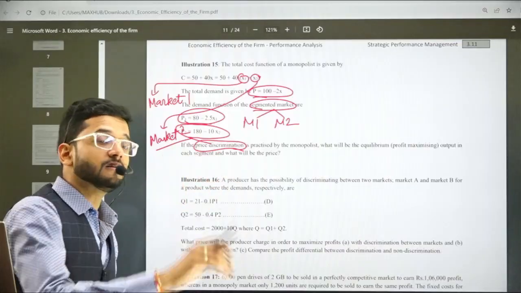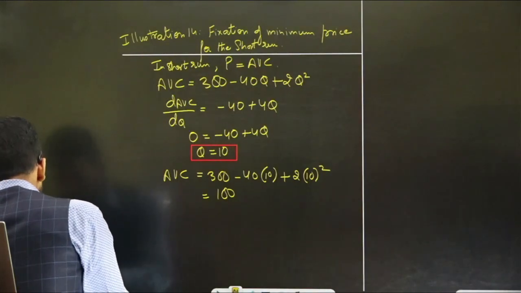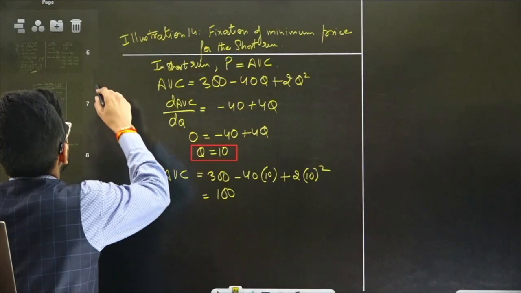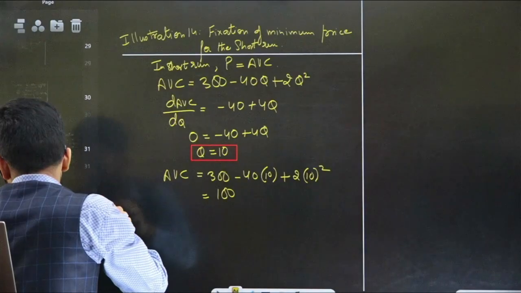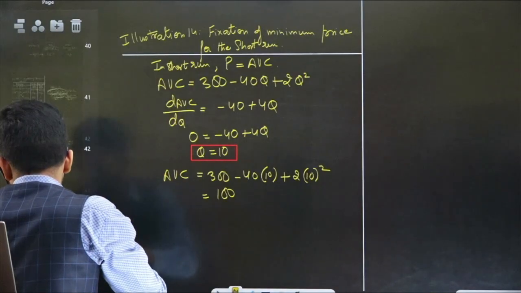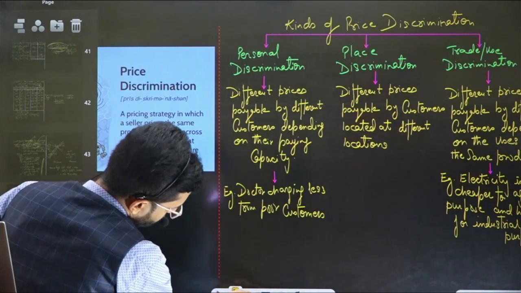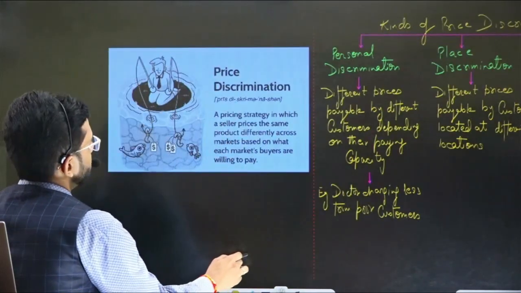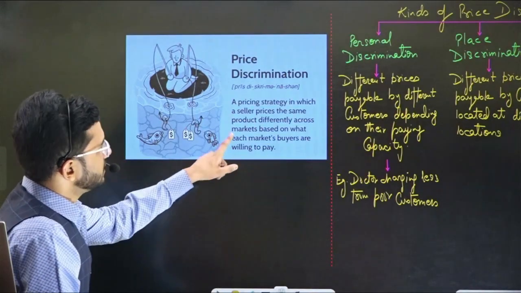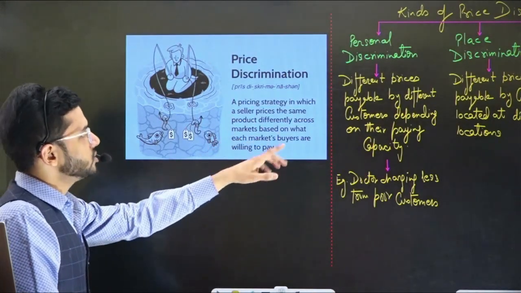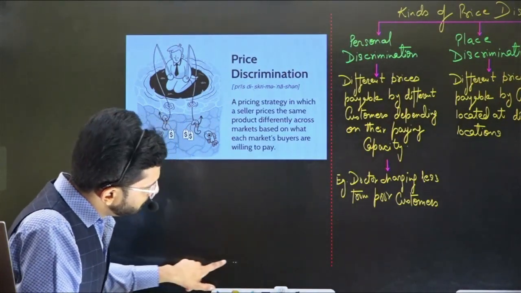And guys, we have already studied the concept of price discrimination, and we know that price discrimination exists. And what kind of price discrimination exists, that also we have studied in our theoretical portion, guys. I'll show you a chart also where this price discrimination is explained. Okay, so that's the price discrimination chart for all of you. So yes, price discrimination means a pricing strategy in which the same seller sells a product differently across markets based on what each market's buyers are willing to pay. So price discrimination is practiced in the markets.